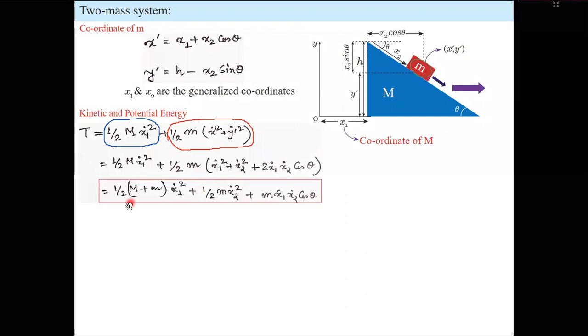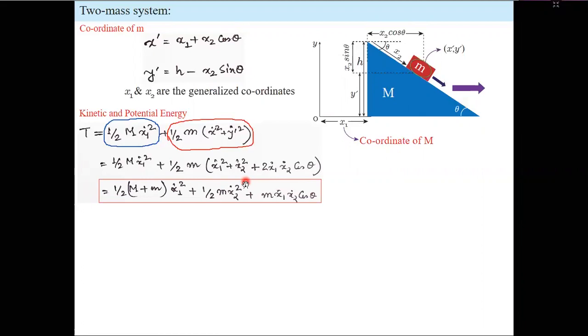And if we combine them, there are three terms. The first term is the kinetic energy when both of the systems are moving along this direction. The second term represents the kinetic energy when m1 is only moving along this inclined plane. And there is another term representing the overlap of these two velocities. That's why there is x1 dot, x2 dot, and then a cos theta. Cos theta is basically the angle between the two velocities, which you can see from the figure.